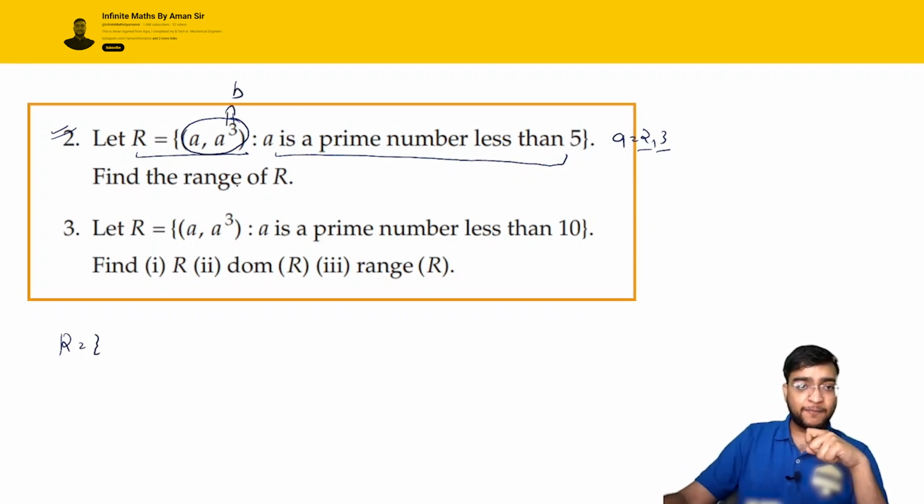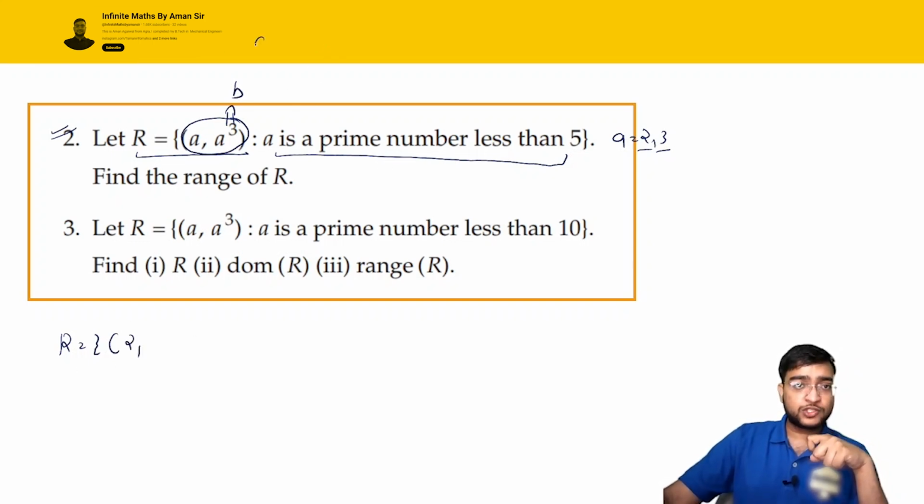So I can take a here as 2, because a is a prime number. For a equal to 2, b equal to a cube, and b equal to a cube is 2 cube.